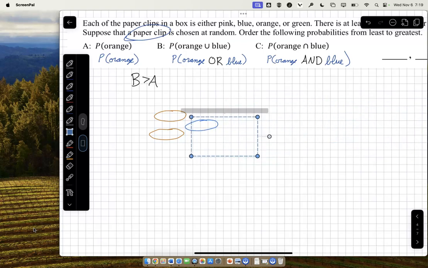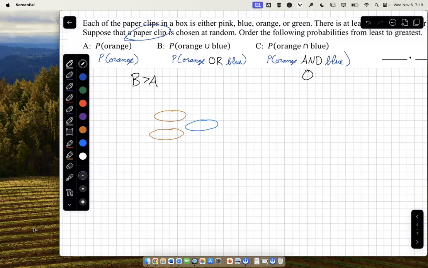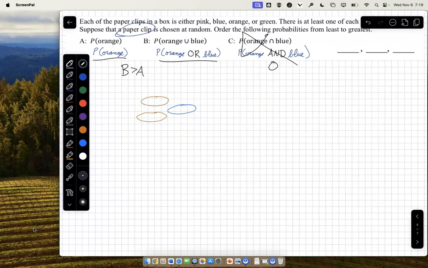No. So wait a second. Can a paperclip be both orange and blue? And the answer is no, they can't. This has a probability of 0. Well, we do know you can draw an orange. We do know you can draw an orange or blue, but you cannot draw an orange and blue. So that would be the lowest. And we said that A is smaller than B. So C, A, B is ordering them from least to greatest.